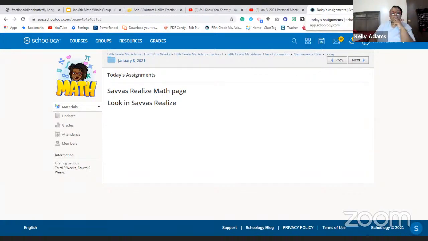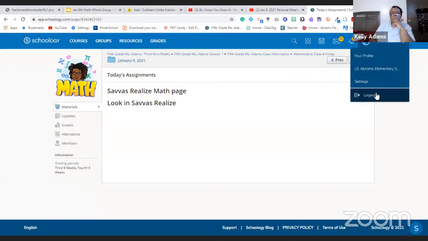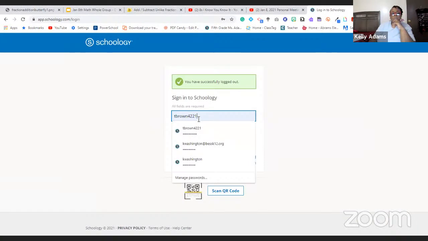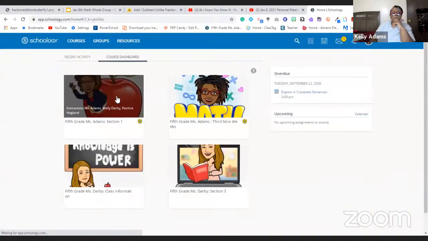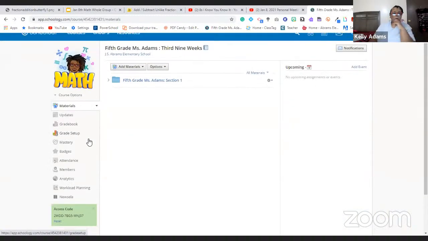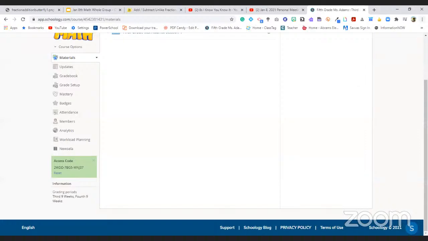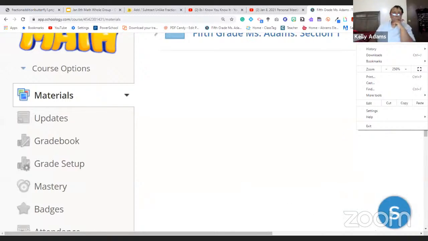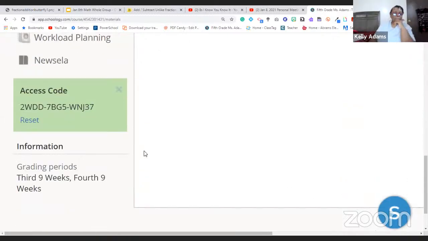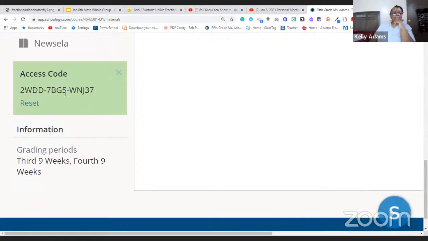You should have received our login codes for the new dashboard here. Here's my access code. Again, if you had not received it, which I don't know why you have not, just in case you haven't, there it is right there. Write it down, capital letters. 2WDD-7BG5-WNJ37.